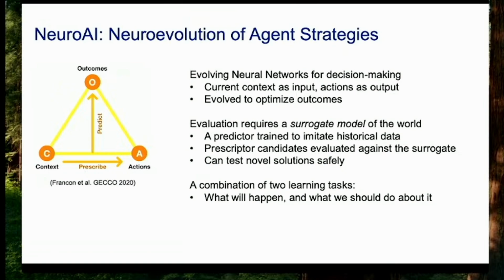Once we have the surrogate, then we can evolve a neural network. Each time we have a candidate, we don't put it in the real world. We ask the surrogate model, how good is this decision strategy? And this way we can quickly evaluate millions of different decision strategies in order to find the good ones. So this is the extension to current AI. We are not just predicting what will happen, which we already know how to do, but we also figure out what we should do about it. That's the new AI.